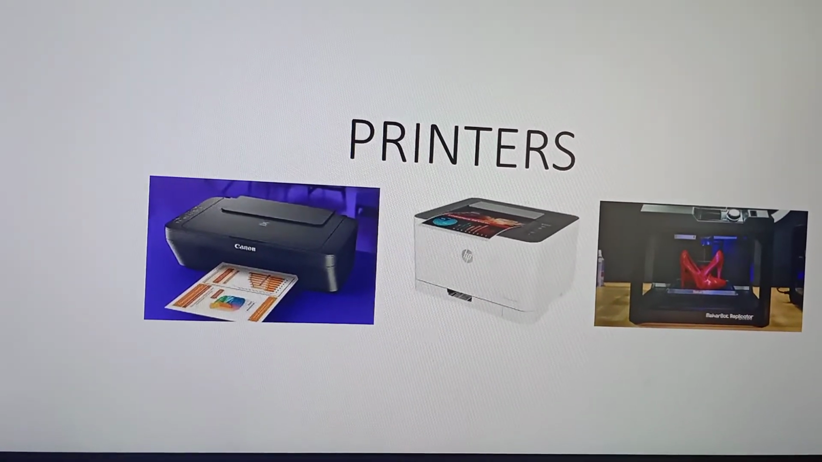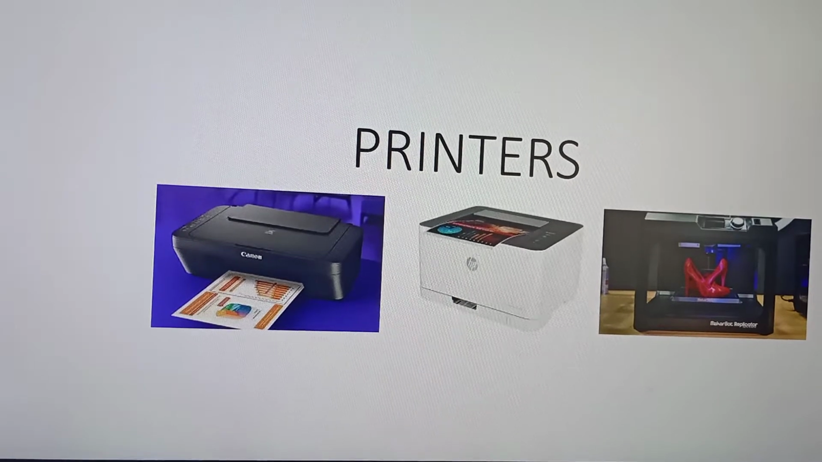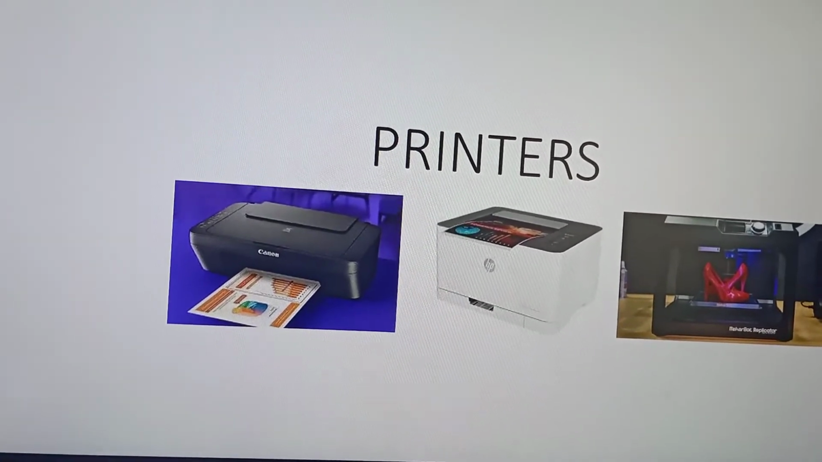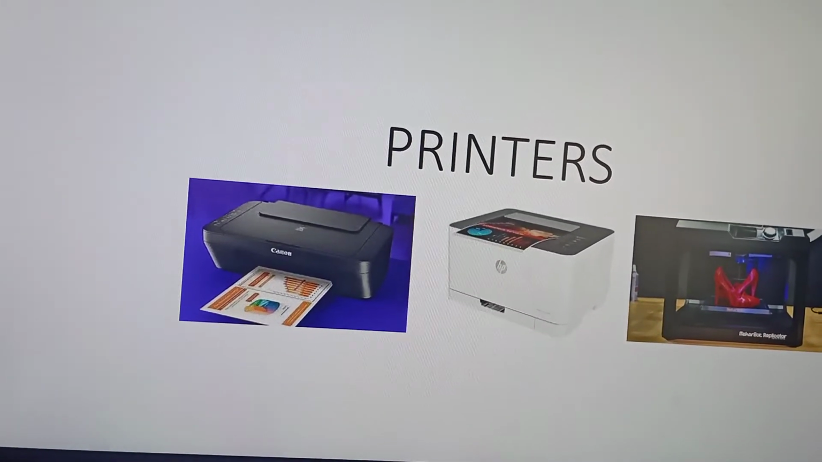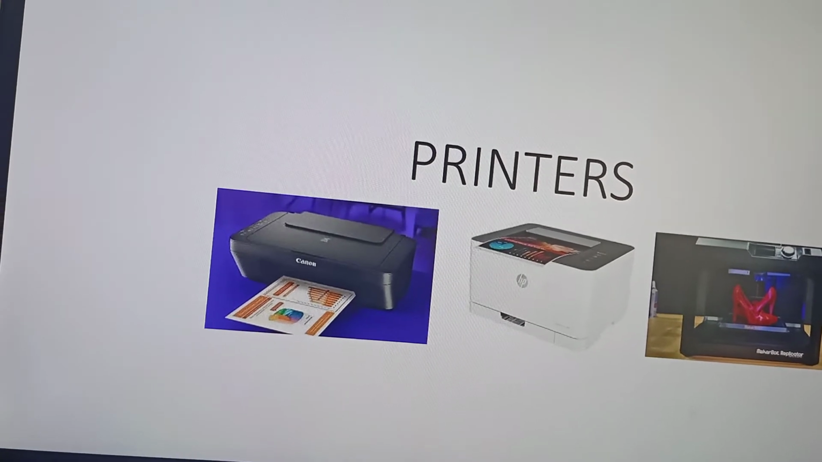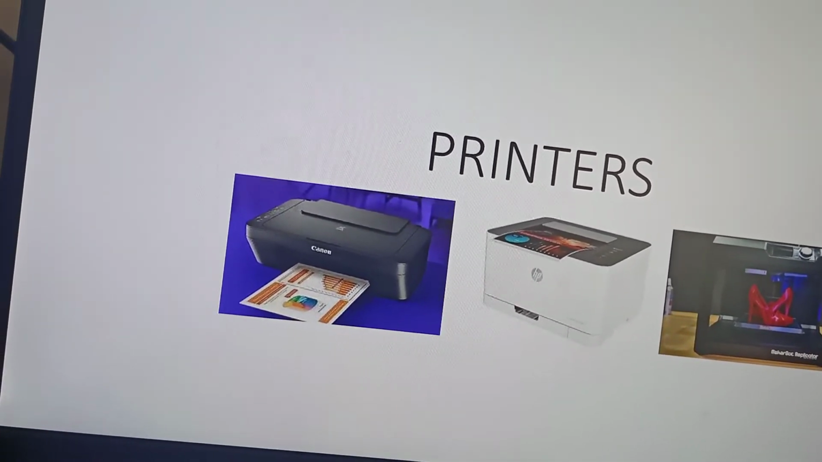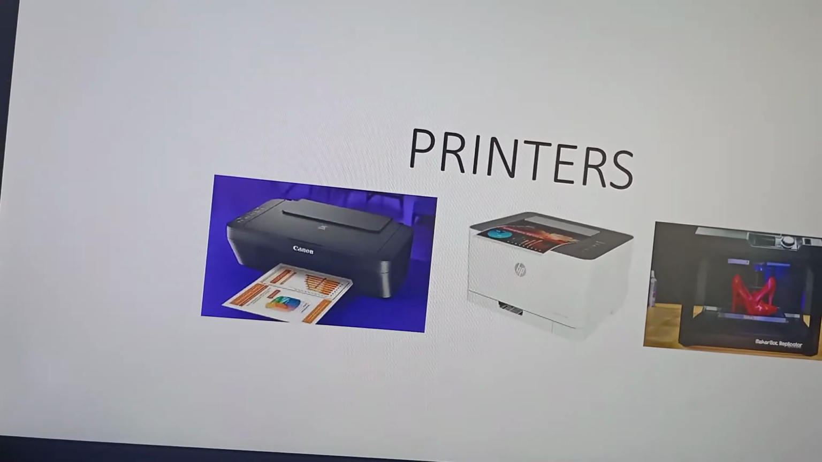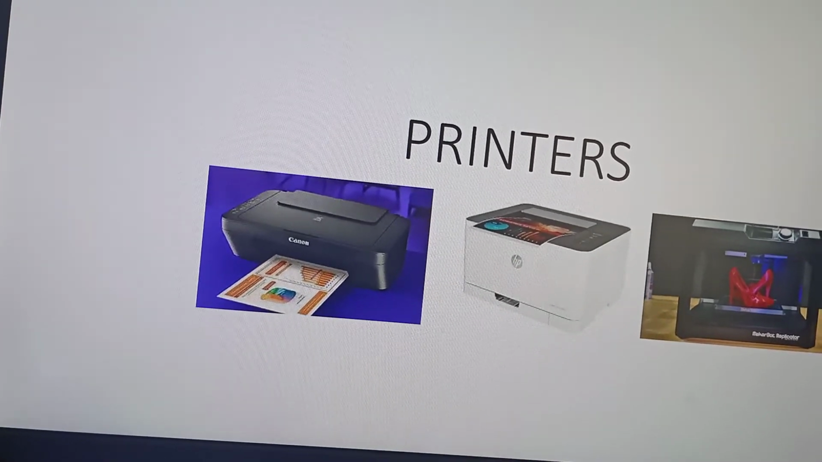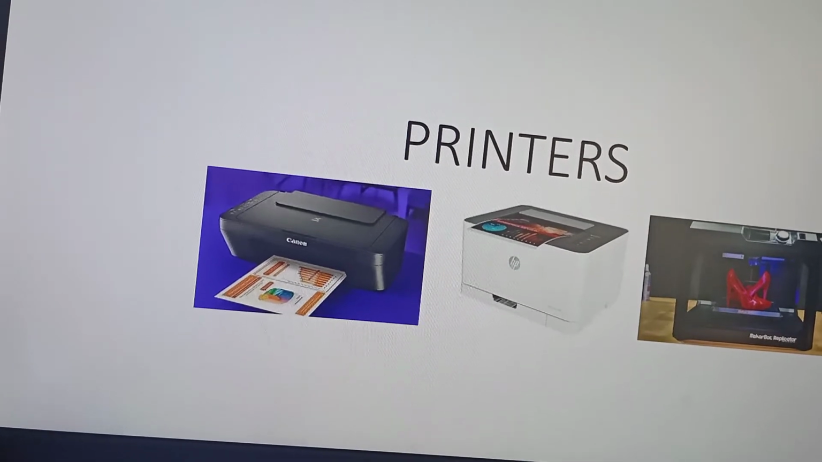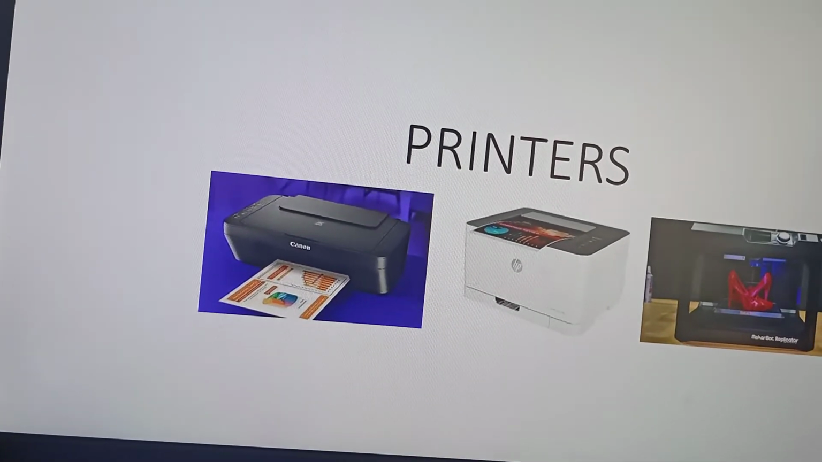Today we are going to see the topic printers. As we all know, printer is an output device. Printers are devices that produce hard copies of information. Then what's a hard copy? A hard copy is a physical copy, for example, a printout of a typed document or an image.